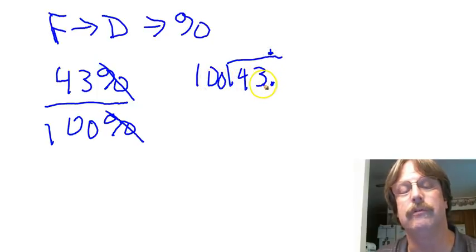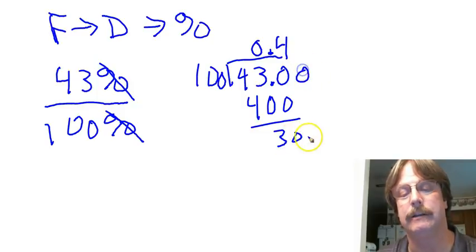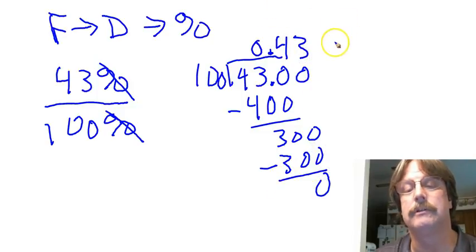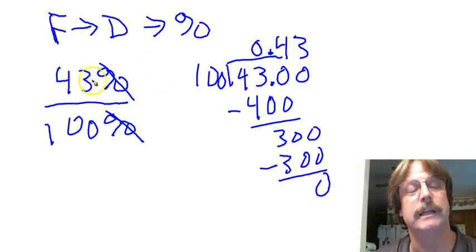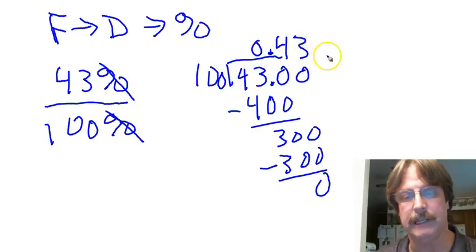100 does not go into 43, so that's 0. We add a 0 here. 100 goes into 430 4 times, so that's 400. I'm left with 30. I add another 0. 100 will go into 300 3 times, and I have 0 left. So my percentage equivalent is 0.43 in decimal form.